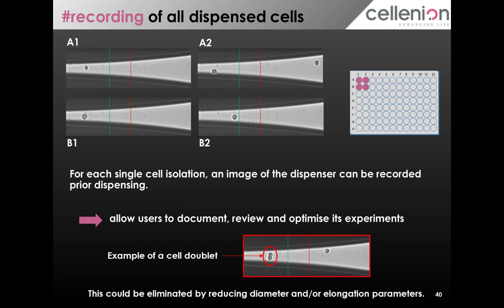So you have live data thanks to the camera, which is recorded prior to dispensing, and that you can find after in the files, and then go back and check how your experiment was, just to document results. And as you can see on the below picture, it's very clear that in that case, a double cell, a doublet, will be dispensed, and therefore discarded in our recovery tube.